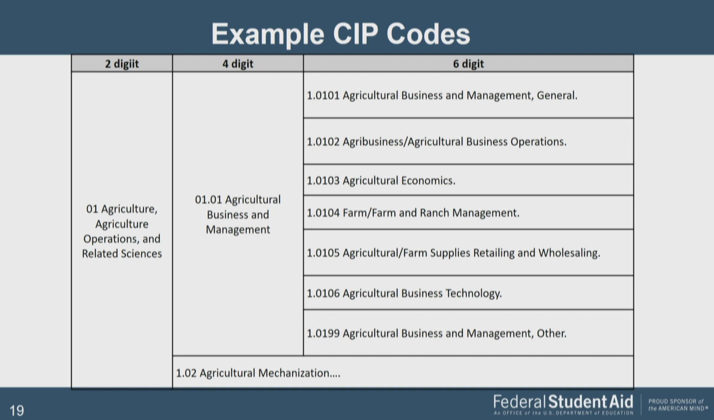But what's important to note is that although there are 6-digit CIP codes, such as agriculture, business, management, general, and agribusiness, agricultural business operations, those all fit under 0101, agriculture, business and management. So if there's any variation for earnings or debt at that level, that variation will not be observed, because we're aggregating all of those programs that fit into these 6-digit CIP codes into agriculture, business, and management.